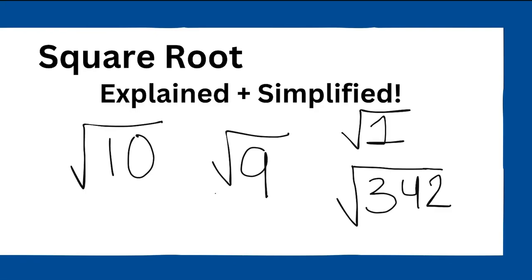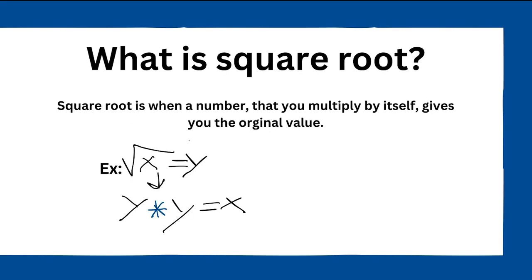Hello guys, today we're going to be going over square roots, explain and simplify, and the basics of square roots. Alright, so what is a square root? A square root is when a number that you multiply by itself gives you the original value. So, a basic structure or formula we can apply is the square root of x equals y. And we would do y times itself equals x, which we put under the square root.